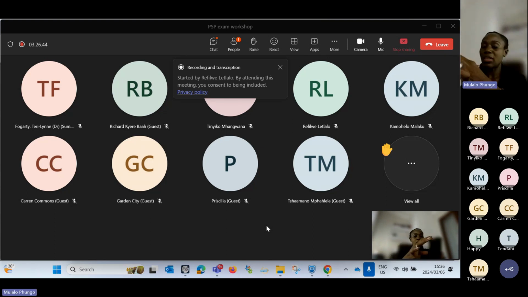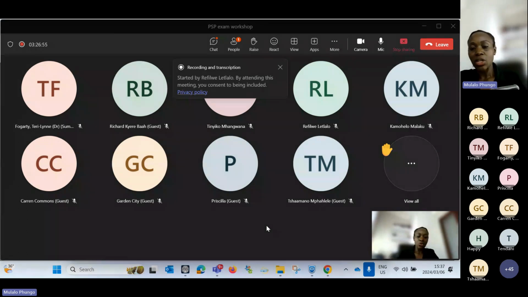And this is the case whether you're writing at the SAPC offices or you are writing in your own comfortable home, workplace, or other venues. As the venues are listed, you are required to do the same. So I've got about 20 seconds to go.